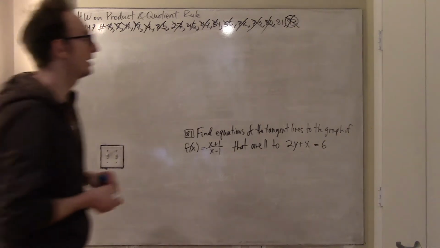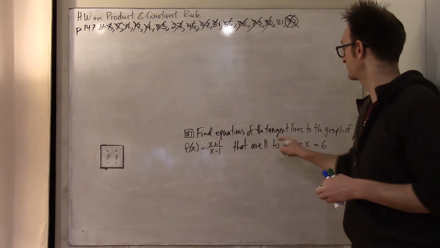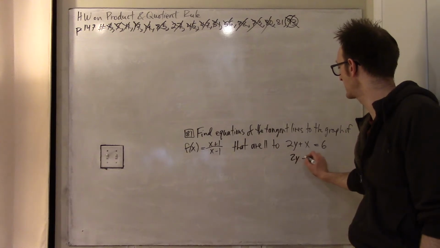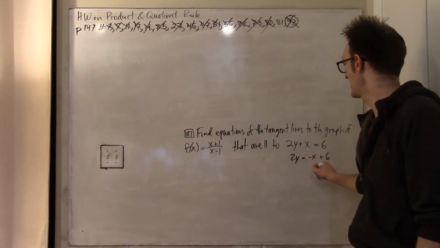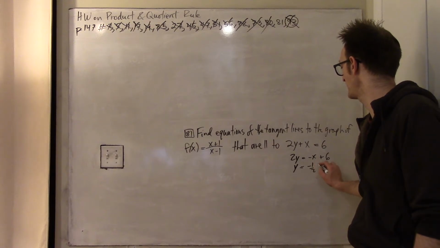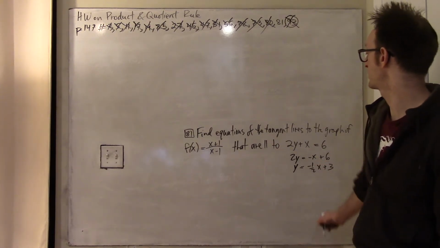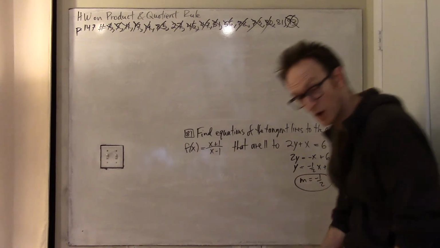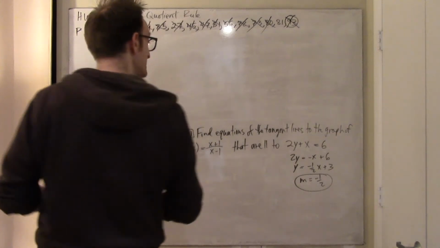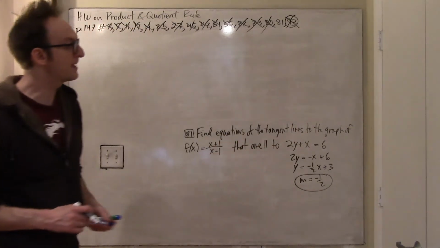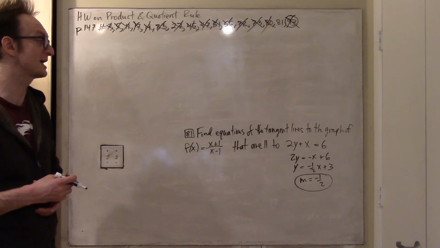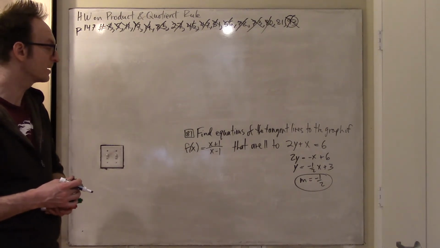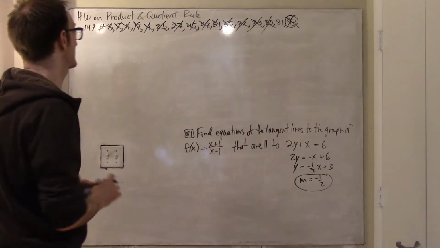Okay, well, first of all, this line 2y plus x equals 6 can be rewritten as 2y equals negative x plus 6, and y equals negative 1/2 x plus 3. So the slope of this line is negative 1/2. And so when they tell me that my tangent line should be parallel to this line, they might as well just be telling me that my tangent line should have slope negative 1/2. So, okay, maybe I should graph this function first. That seems like a thing to do.